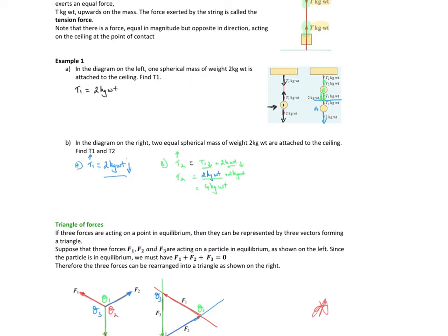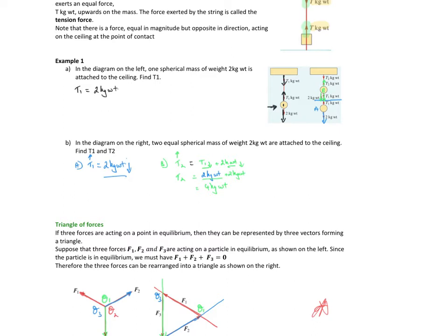So the tension, T2, in that other string, and it kind of makes sense, doesn't it, is a 4 kilogram weight. So we've got two 2 kilogram weights. So really the total weight of the object acting down is 4 kilograms. So it makes sense that the tension in that string is 4 kilogram weight.